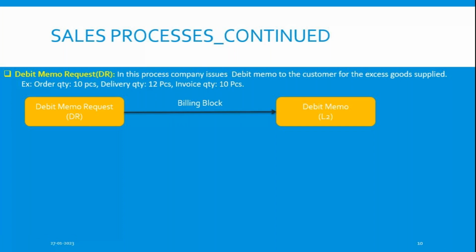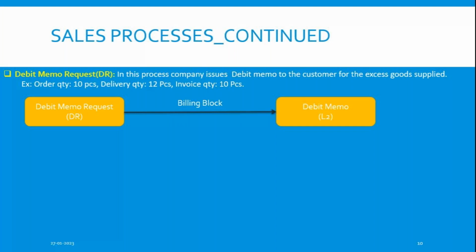Let's say this is the situation: order is for 10, invoice is also for 10, but we delivered 12. Something happened. That's why it is a complaint. That's why these processes are considered complaint documents. So if the customer says, no, that extra goods, you can take it back, then we create a return order, take return delivery and settle that credit memo. If the customer says, no, I let the two quantity be with me, you charge me for that, give a debit memo.